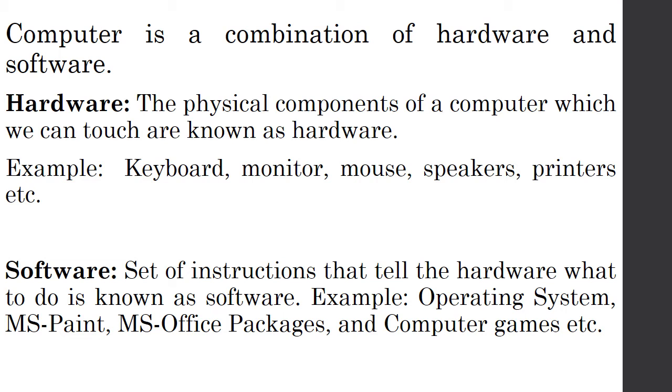In a similar way, the computer also has physical components which we can touch. So they are known as hardware. The definition of hardware is the physical components of a computer which we can touch. Examples: keyboard, monitor, mouse, speakers, printers, etc. All these are known as hardware because we can touch them.